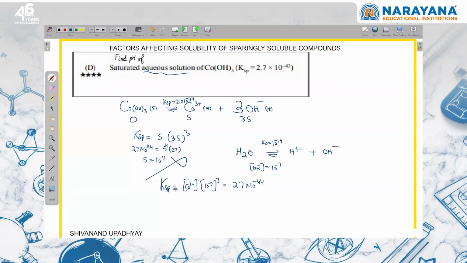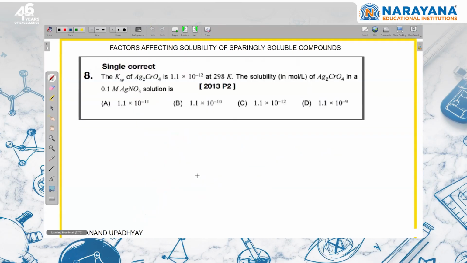Now we can simplify this, and this tells us about the solubility of this cobalt hydroxide. So, a very common question. This is also the effect of common ion on a sparingly soluble compound. Now, this is a question asked by JEE Advanced. So, a very simple question. The KSP of Ag2CrO4 is given at 298, and we have to calculate the solubility in 0.1 molar AgNO3 solution. So, let me solve this.